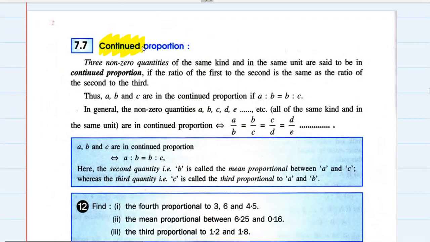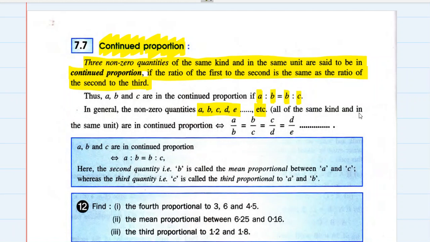So first and second quantities and third and fourth quantities both separately can be of different units. Continued proportion. Three non-zero quantities of the same kind and in the same unit are said to be in continued proportion if the ratio of the first to the second quantity is the same as the ratio of the second to the third quantity. In general, the non-zero quantities A, B, C, D, E, etc., all of the same kind and in the same unit are in continued proportion.